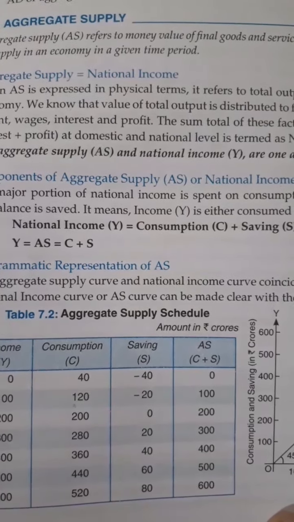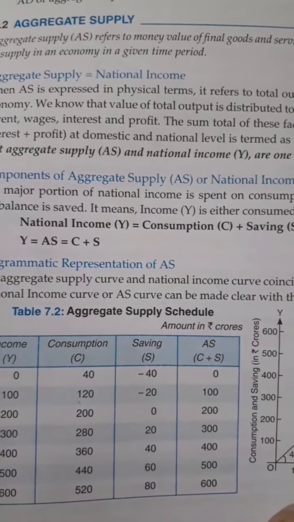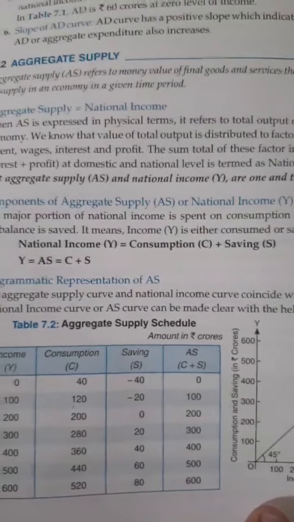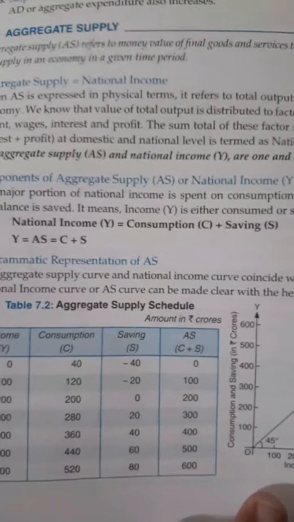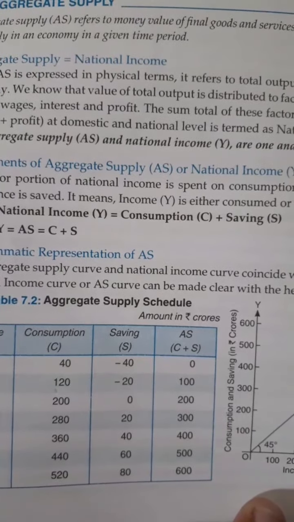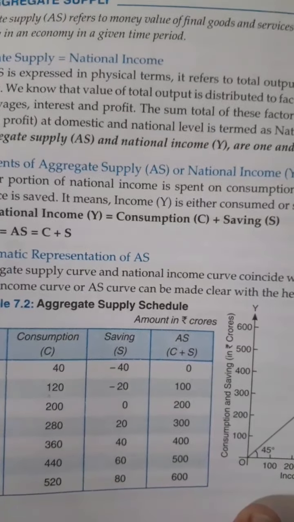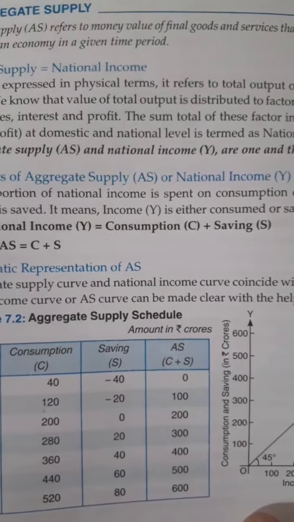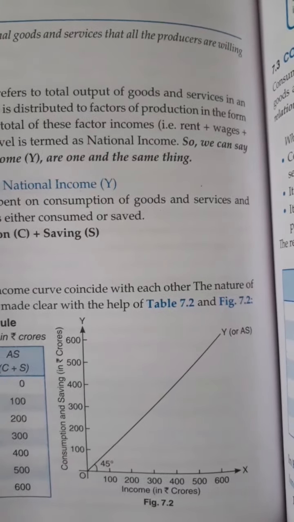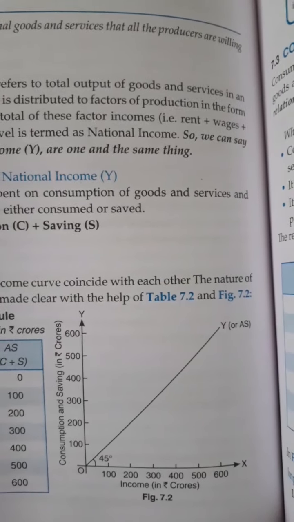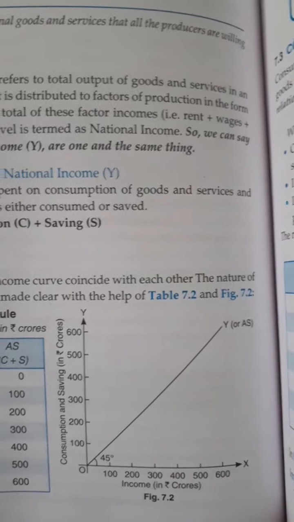I'm sorry, I said that aggregate supply can be negative. Aggregate supply cannot be negative. Even if saving is negative, which means no income but our previous savings are withdrawn, that is known as negative saving. So AS always starts from zero, and it shows the positive curve at 45 degrees.